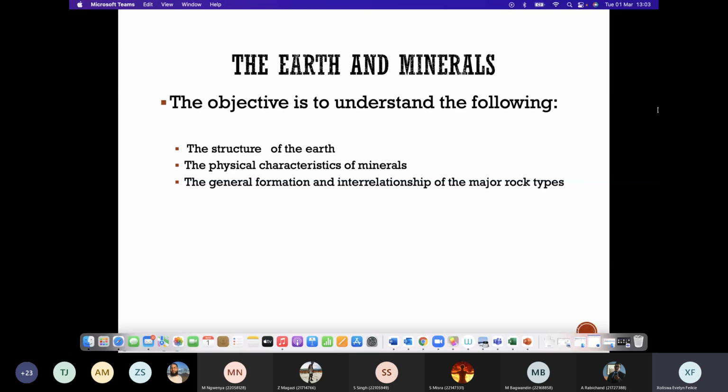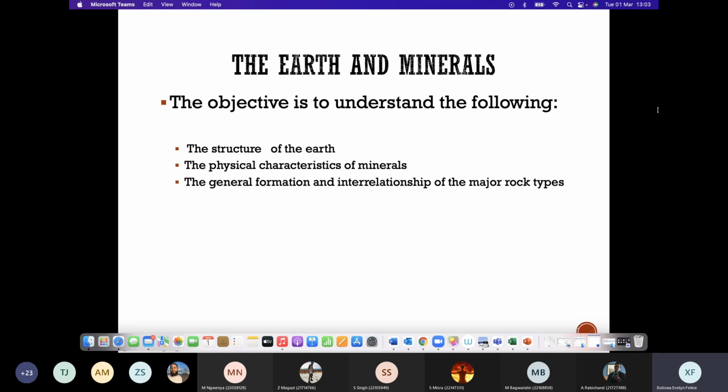So the objective is to understand the following, particularly when we're talking about the introduction to geology. We're going to talk about the structure of the earth, the physical characteristics of minerals, and the general formation and interrelationship of the major rock types. Before you get bored, let me just explain.